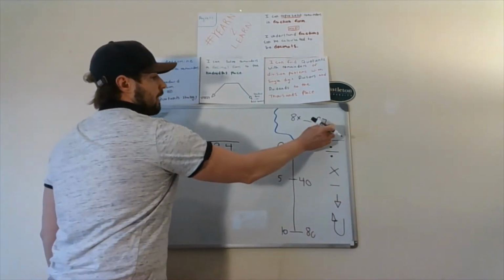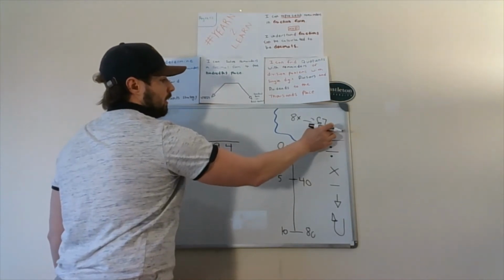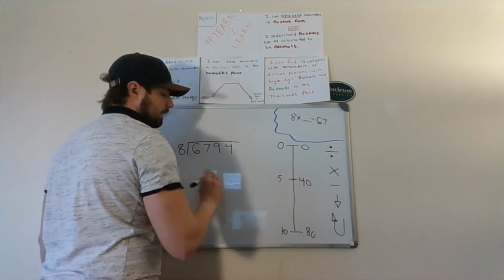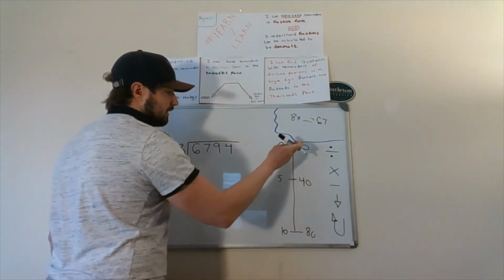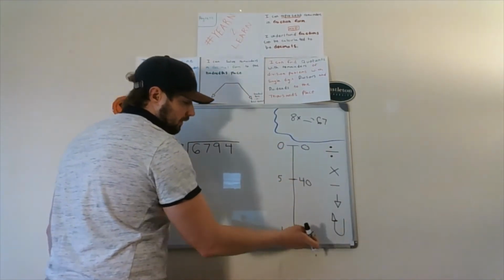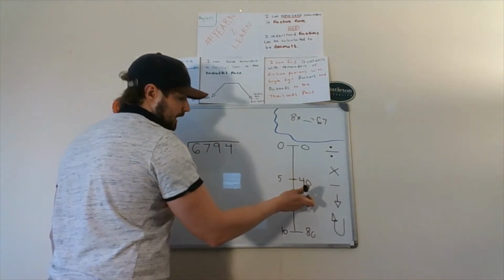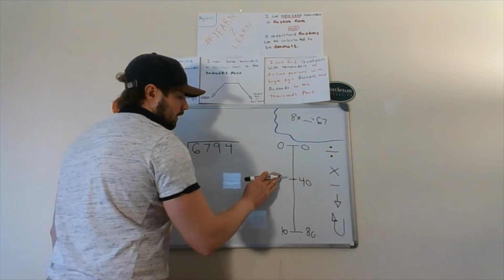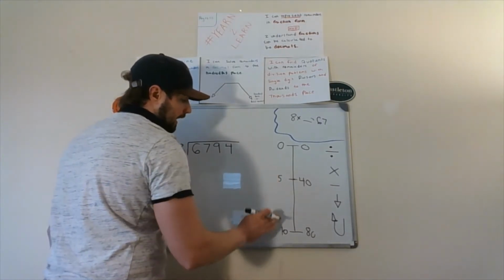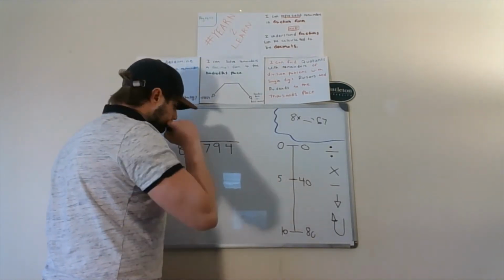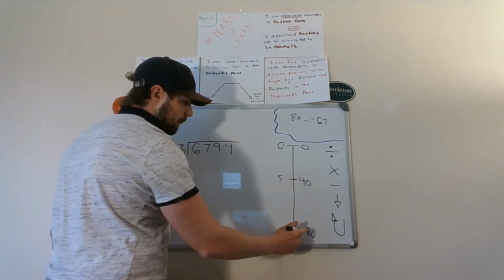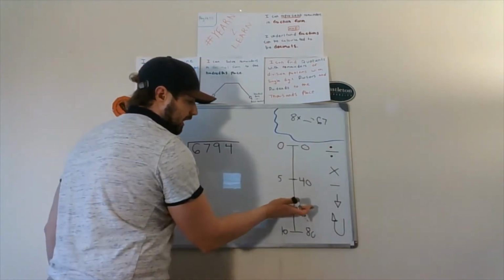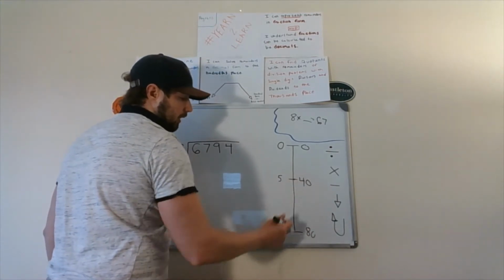So, looking for 67 because that is my dividend. That's the number I'm looking to divide. I know that 67 is greater than 40 and less than 80. So, I know it's going to fall between a quotient of 5 and 10. I can work backwards, I can work forwards. I know 67 is about in the middle. I'm going to work backwards.